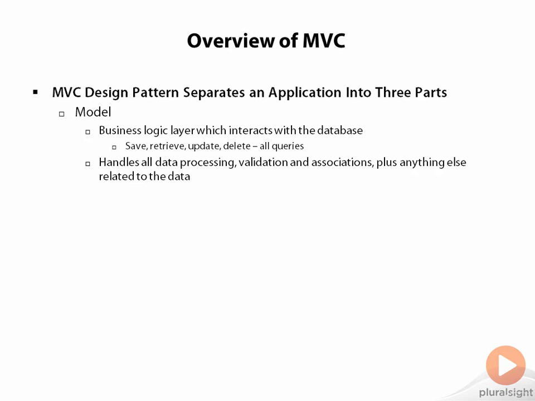The M in MVC stands for model. The model is the business logic layer which interacts with the database. Anything that happens with connecting to the database happens in the model. So if you're saving, retrieving, updating, or deleting, any type of query will be done in the model. The model also handles all data processing, validation, and associations, plus anything else that would be related to the data.